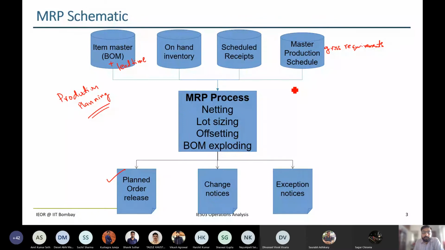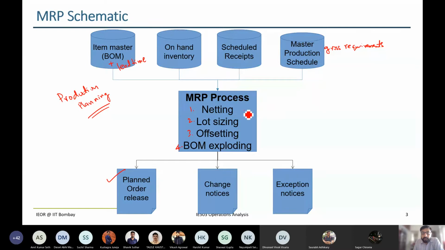With these four inputs, we do the MRP process, which is a four-step process involving netting, lot sizing, offsetting, and BOM explosion. And then again, we iterate for all the components as per the bill of materials.